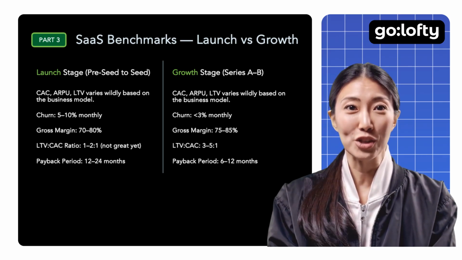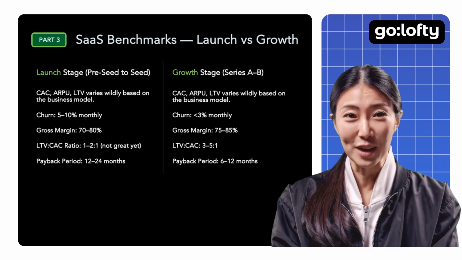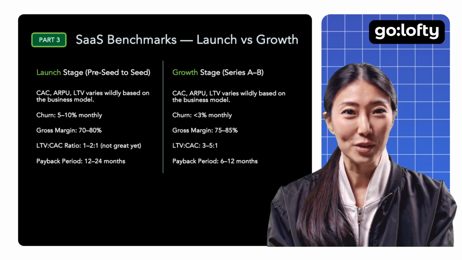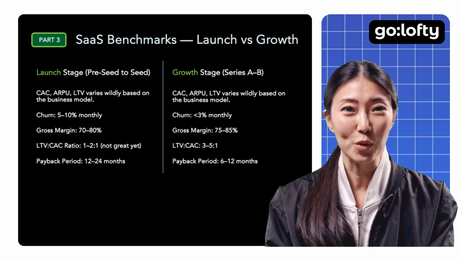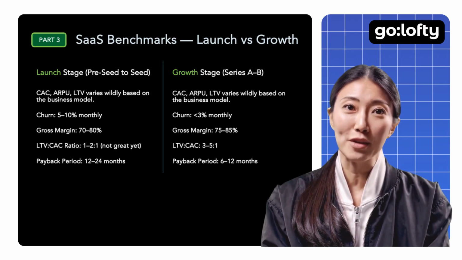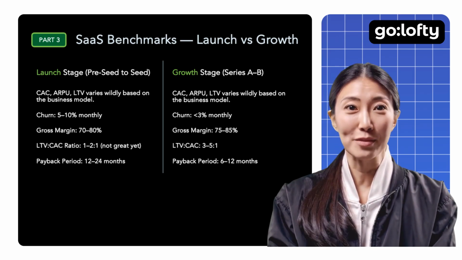LTV to CAC ratio? Probably between 1 and 2-to-1. Not ideal, but you're not here to be perfect. You're here to learn and iterate. Payback period? It might take you 12 to 24 months to recoup CAC. That's long, and investors know it. Your job is to improve this with every experiment.